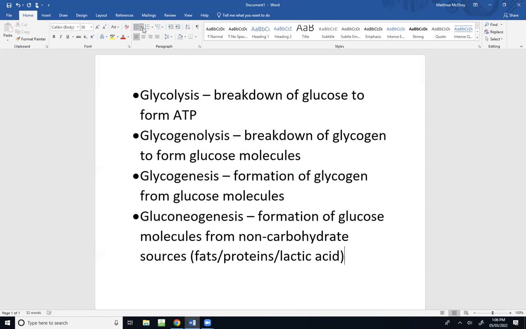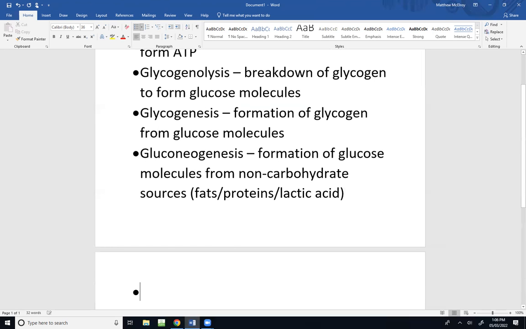While I get my Word document up here, I'm also going to add two other words that we've seen before. I mentioned this one earlier today. Lipogenesis is the formation of fats or triglycerides.